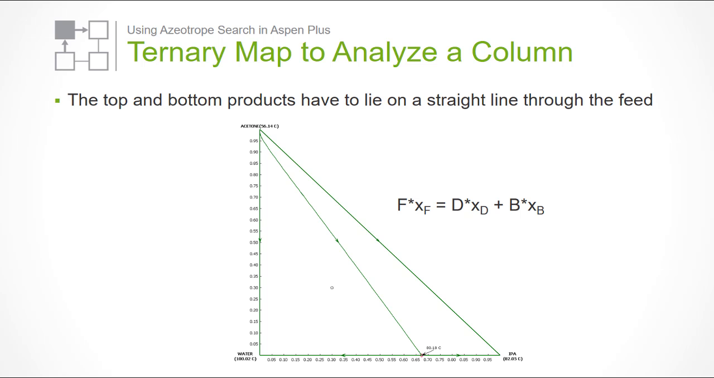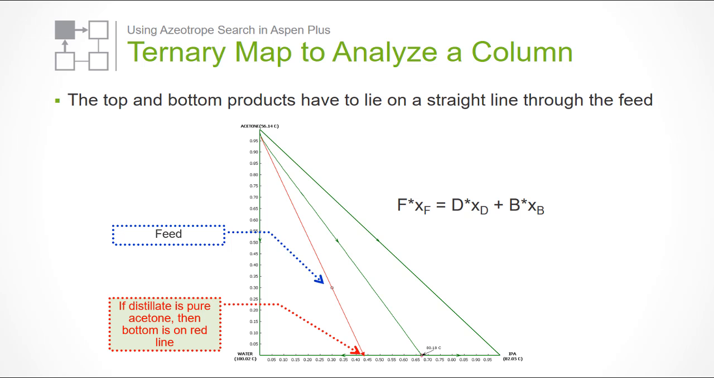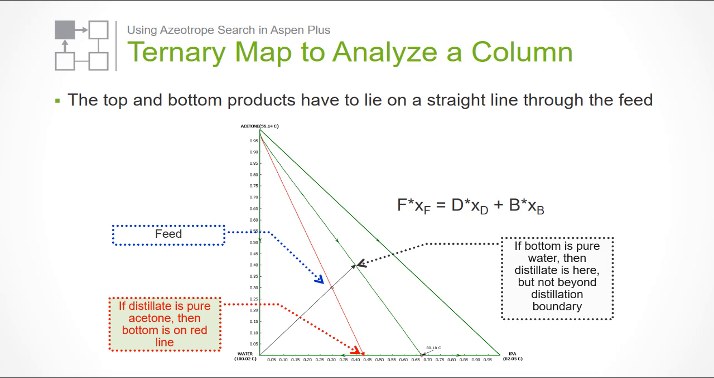the diagram. Therefore, for this ternary system with a feed composition of 30% IPA, 30% acetone, and 40% water, if the desired distillate is pure acetone, then the bottom is on the red line. If the bottom is pure water, then the distillate is on the black line, but not beyond the distillation boundary.